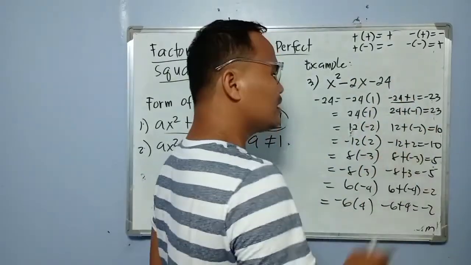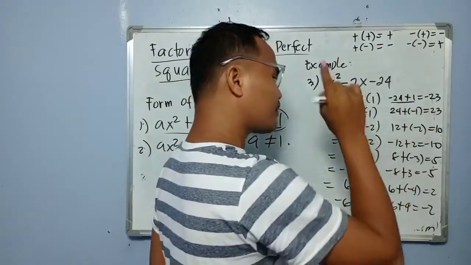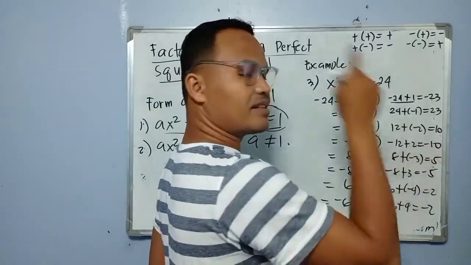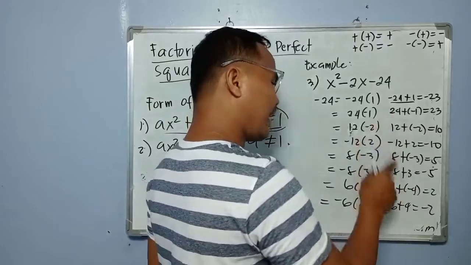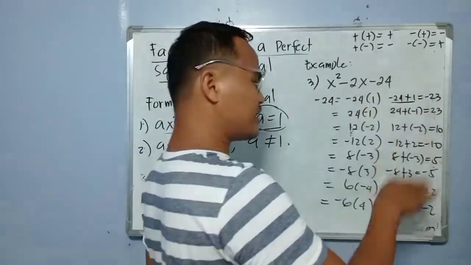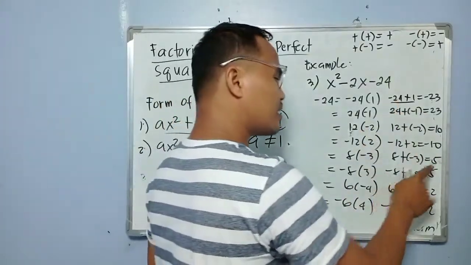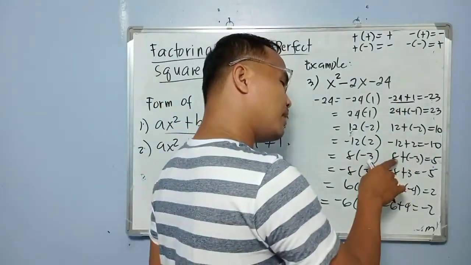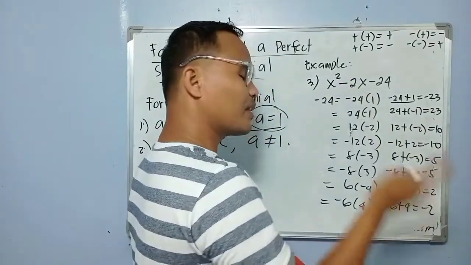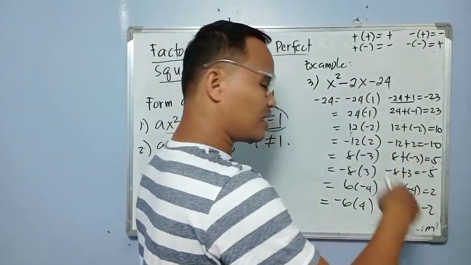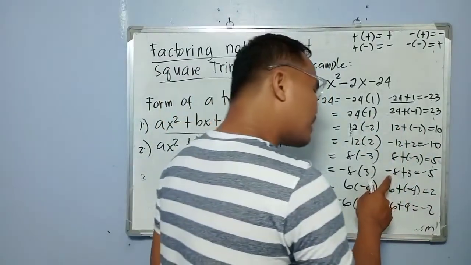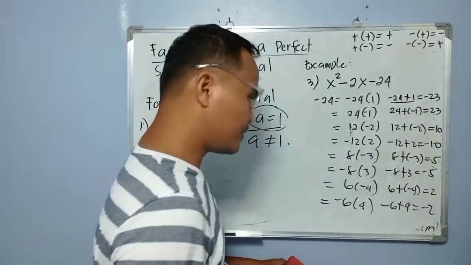positive. Here again, unlike signs, so you're going to subtract. 12 minus 2 is 10. But the sign of our bigger number here is negative, so our answer is negative 10. Here, 8 plus negative 3, we subtract because they have different signs. 8 minus 3, that's 5. The sign of the bigger number is positive, so the result is positive 5. Here, negative 8 plus 3, different signs, subtract. 8 minus 3 is 5, and the sign of the bigger number is negative, so negative 5 is our answer, and so on.